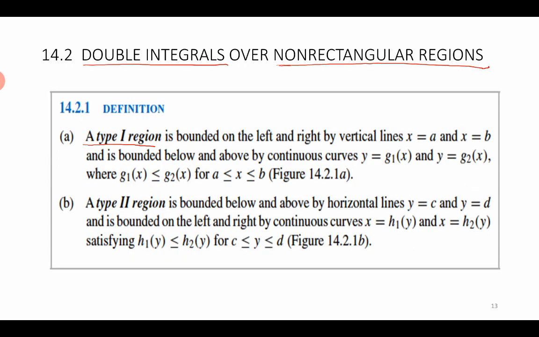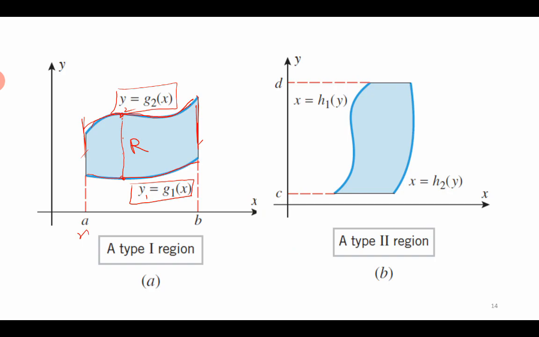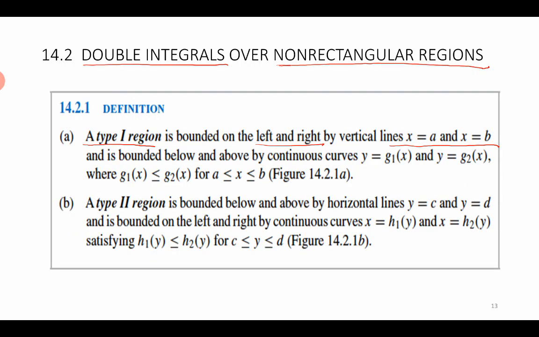Let's read the statement now. A type 1 region is bounded left and right by vertical lines, x is equal to a, x is equal to b. Check back the graph, isn't it? So left and right are bounded by vertical lines, and bounded below and above by continuous curves, y is equal to g1 of x, y is equal to g2 of x. So above and below are variables, the limits are variables. Left and right are constant limits.